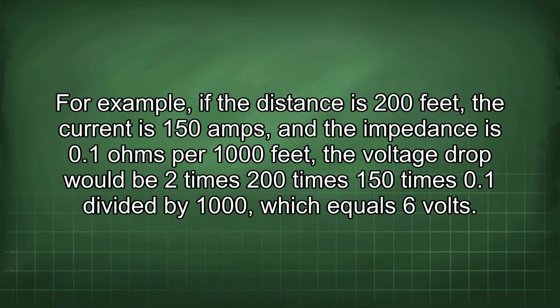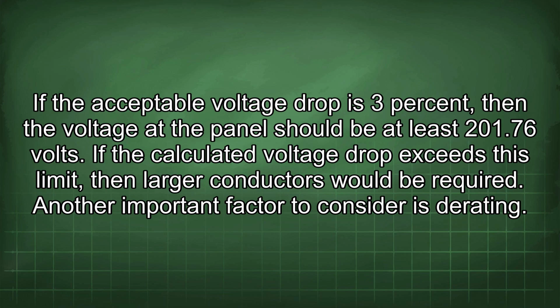For example, if the distance is 200 feet, the current is 150 amps, and the impedance is 0.1 ohms per 1000 feet, the voltage drop would be 2 times 200 times 150 times 0.1 divided by 1000, which equals 6 volts. If the acceptable voltage drop is 3%, then the voltage at the panel should be at least 201.76 volts. If the calculated voltage drop exceeds this limit, then larger conductors would be required.